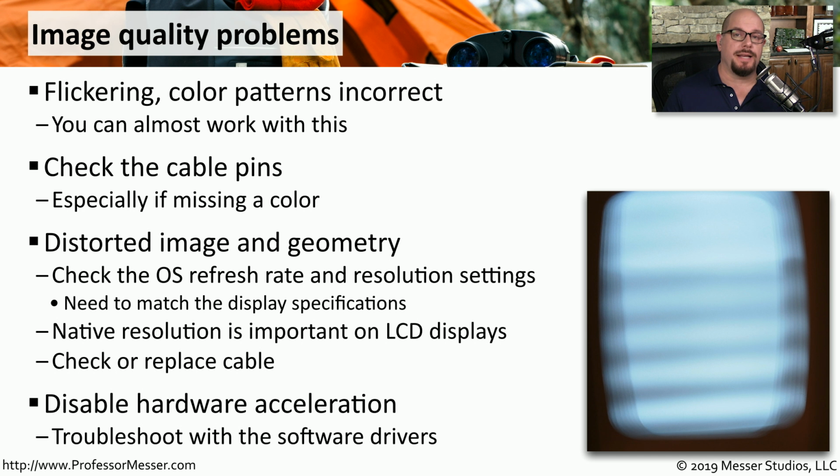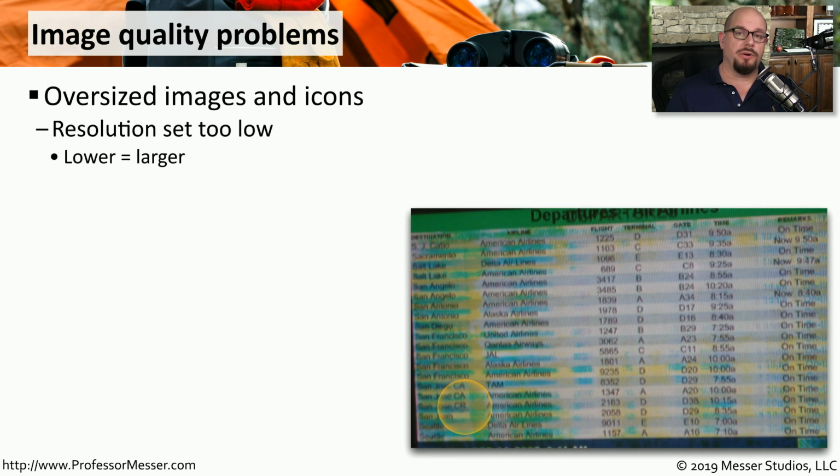Another configuration setting that could affect the visual display is hardware acceleration. This is often an option within the graphics card configuration settings or within the driver itself. If you're seeing odd patterns on the screen, you might want to try disabling hardware acceleration and see if that resolves the issue. As we mentioned earlier, the native resolution of an LCD display should match the resolution configuration in your operating system.